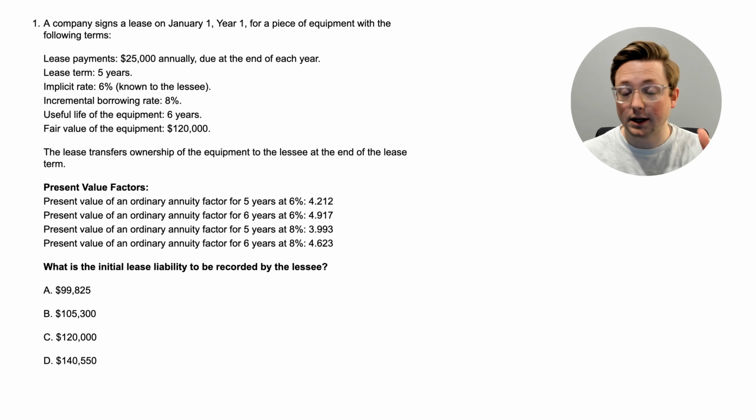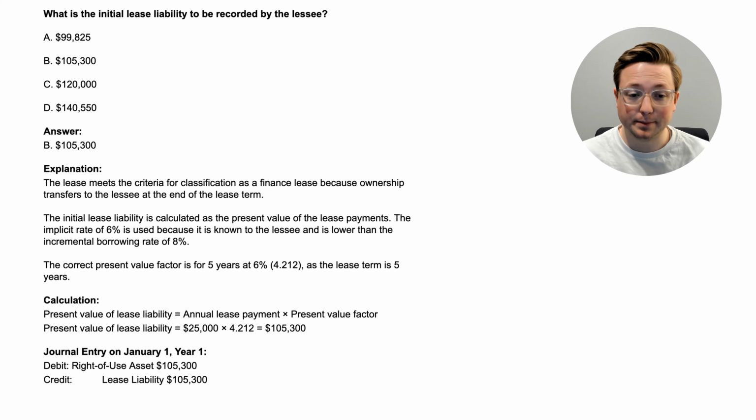So if you don't know, that's great. We're going to look at the answer together. If you have an idea, pause the video and try it yourself and come back when you're ready. All right, here we are. The answer is B. $105,300 is going to be the lease liability. So let's walk through this.